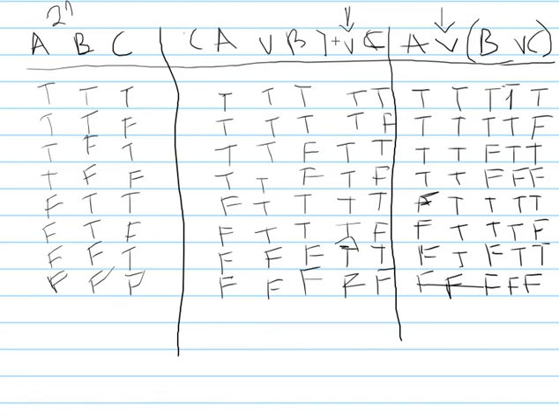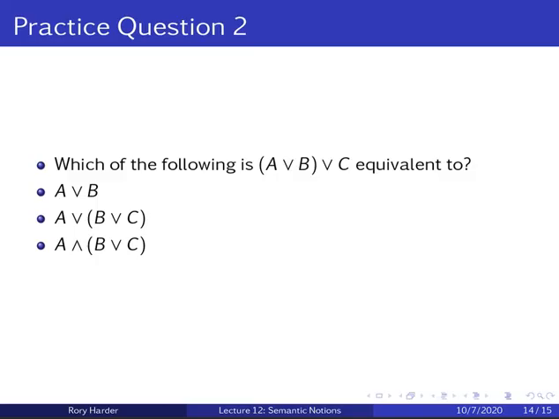So we see that in their overall truth tables, both these sentences have the same distribution of truth values in every row under their main connective. And that's exactly what it means to say that they are logically equivalent. So by constructing the truth table that we just did, we determined that the sentence A or B or C is logically equivalent to A or B or C.